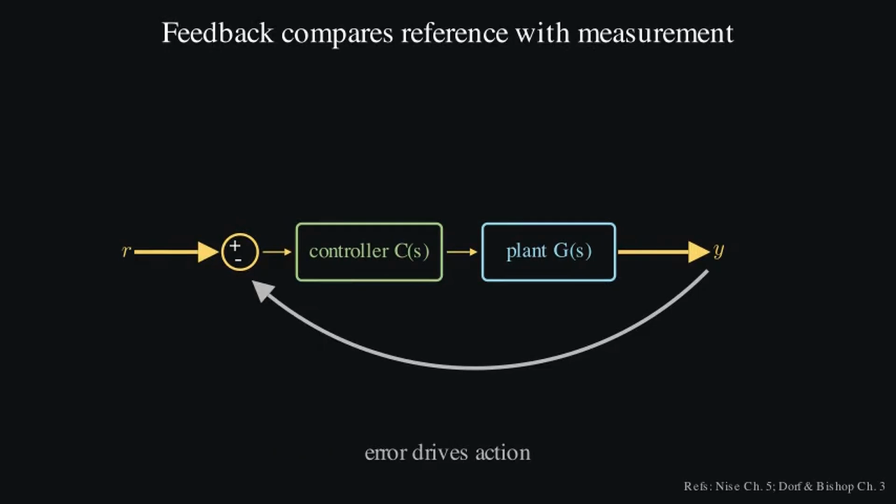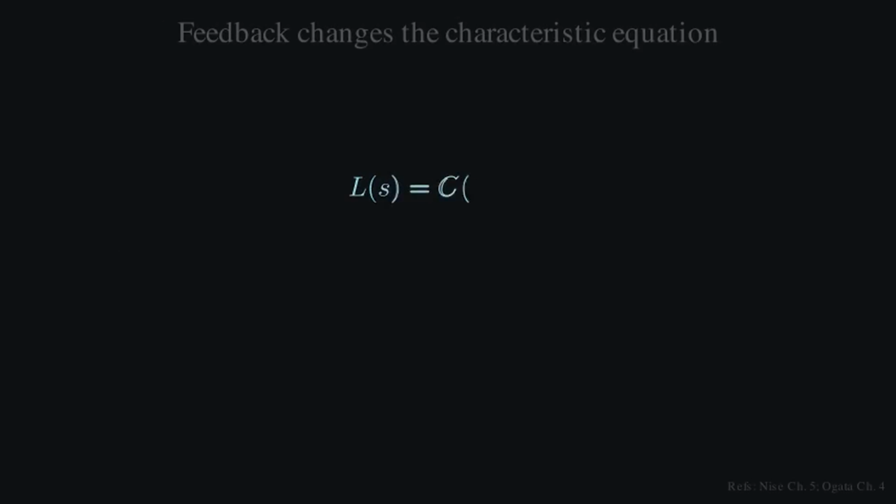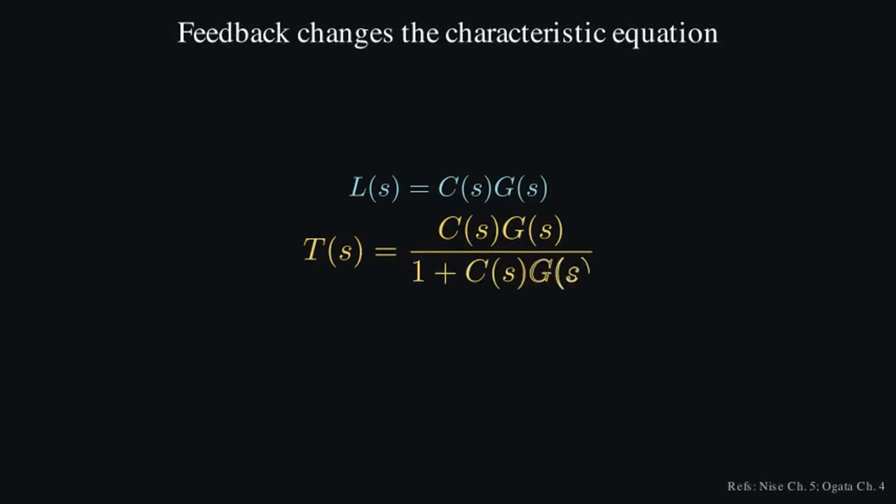Now add feedback. Open loop control sends a command and hopes the plant follows. Closed loop control measures the output, subtracts it from the reference, and acts on the error. That subtraction junction is the heart of control engineering. The system becomes aware of its own mistake.